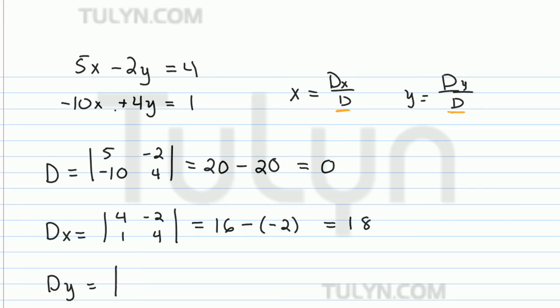is the coefficients in x stay there. So they're 5 and negative 10 as the first column, and then we replace the coefficients of y with the constant terms. So the second column becomes 4 and 1. So now doing this cross multiplication, we get 5 minus negative 10 times 4 is negative 40. So that's 5 plus 40, which is 45. Now, d is 0, but dx and dy are not 0.